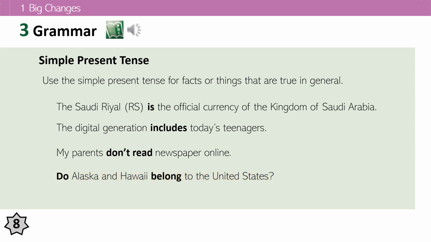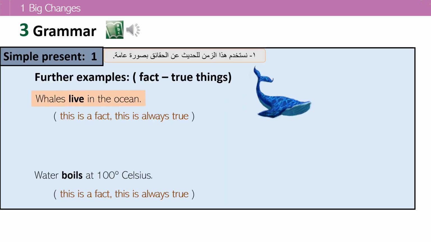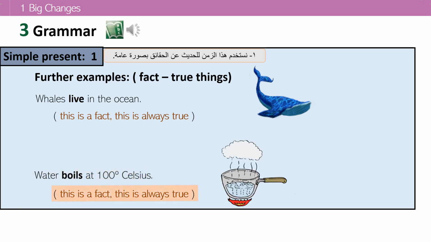Look at the words in bold carefully. We use the present form of these verbs because we are talking about facts. Let's take some further examples. Whales live in the ocean. This is a fact, and this is always true. Water boils at 100 degrees Celsius. This is a fact, and this is always true.